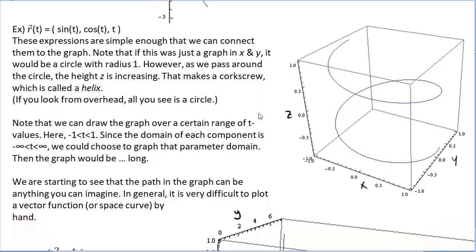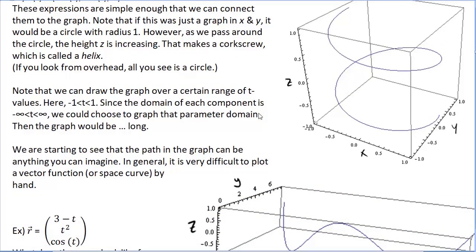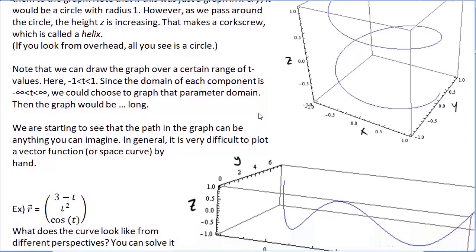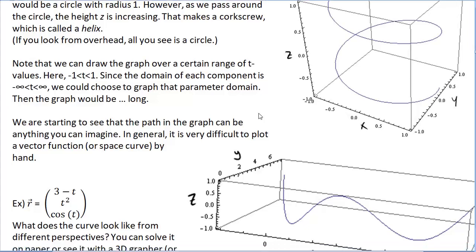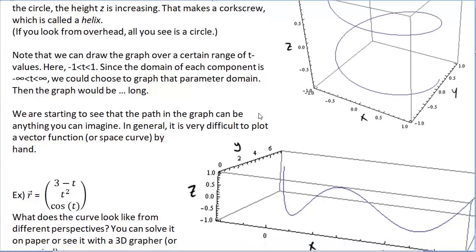So let's look at a slightly funky one. Here we go. So here r equals 3 minus t, comma t squared, comma cos t. And that produces the graph on the right side. So what does this graph actually look like from different perspectives? Because it's really a 3-dimensional graph.